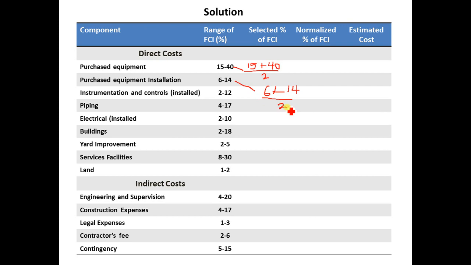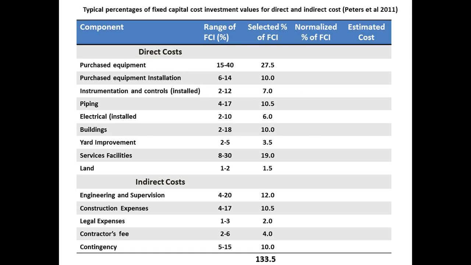This is what you're going to do for all of them. You do for each of those equipments. Selected percentage of FCI is going to be the average of the minimum range and the maximum range. If you do that carefully, you're going to get something like this. So these are all the ranges. Now, since we're talking about percentages, if you add all of them together, you notice that you're gonna have 133.5.